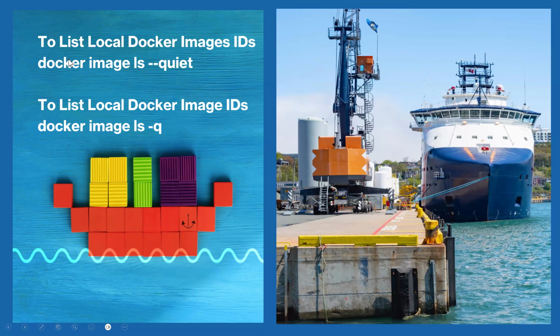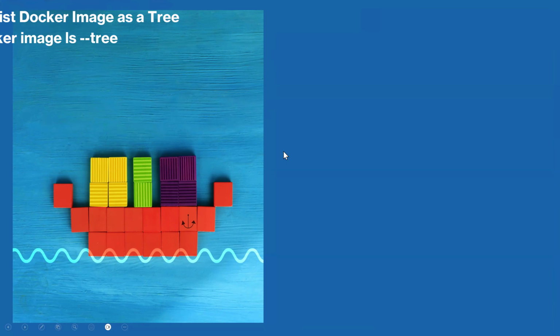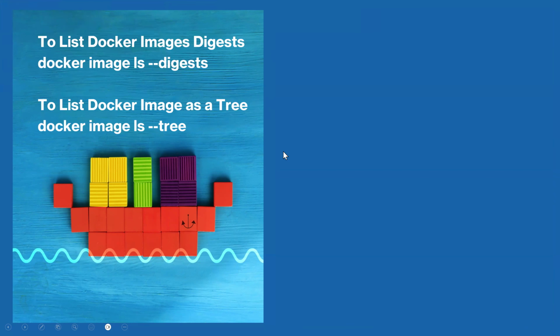Next, I'm going to talk about how to list Docker image IDs. If you want to see them by ID, you can use quiet mode, which is docker image ls --quiet, and this is the longer form. If you want the shorter form, instead of --quiet, you type in -q. That will do the same thing. It will list the Docker images by IDs. And then you can do a lot of things with the IDs. Later on, if you want to remove them, you can do that, and I'll show you that.